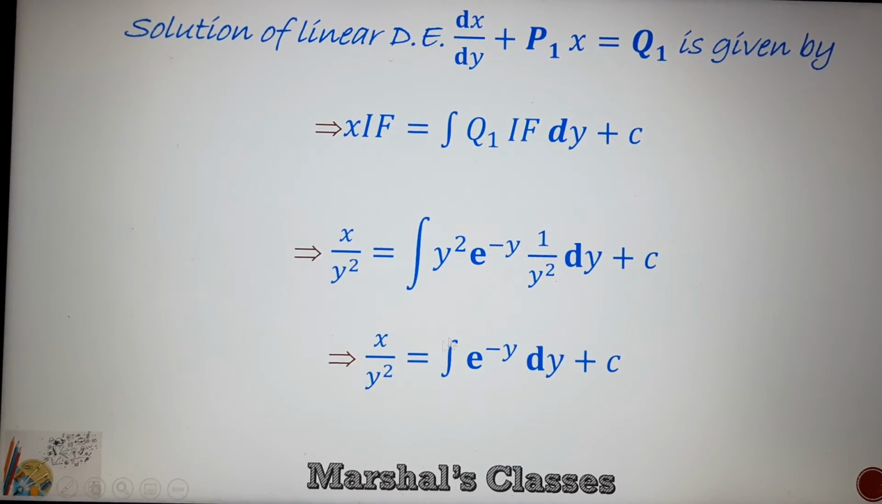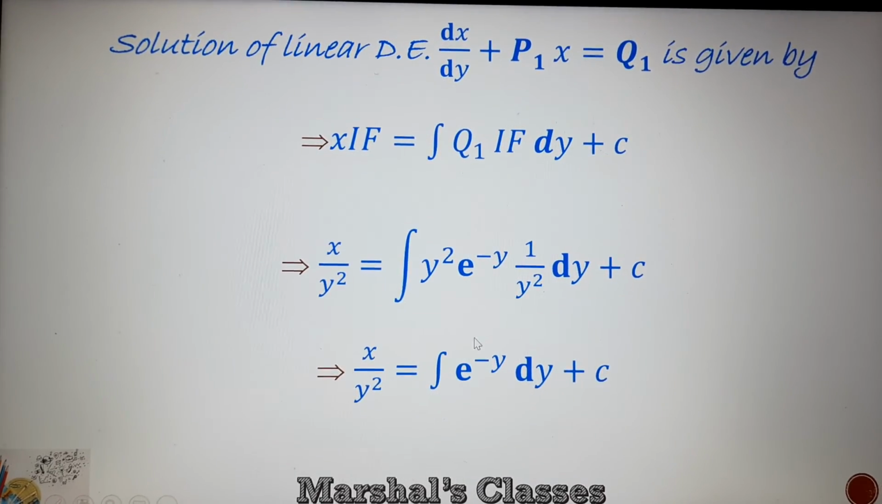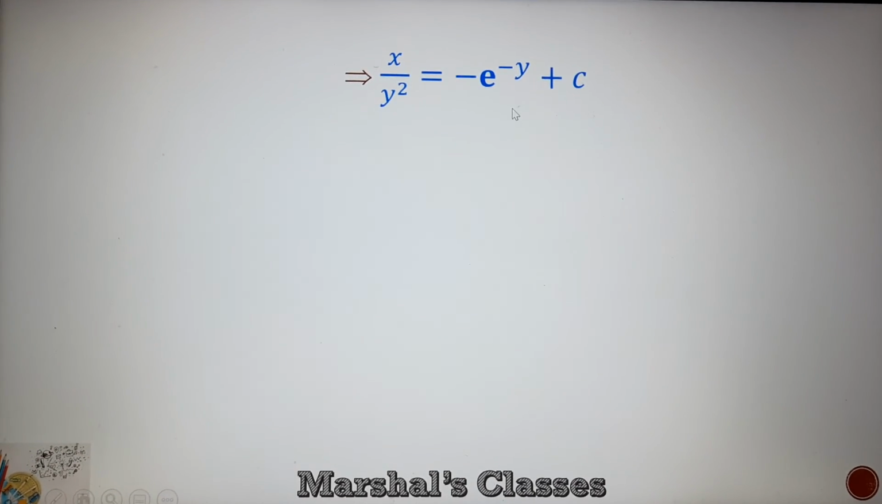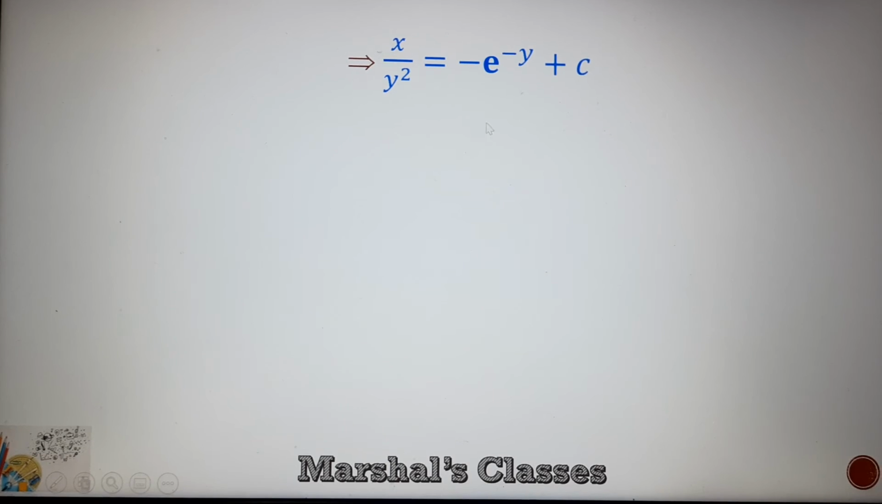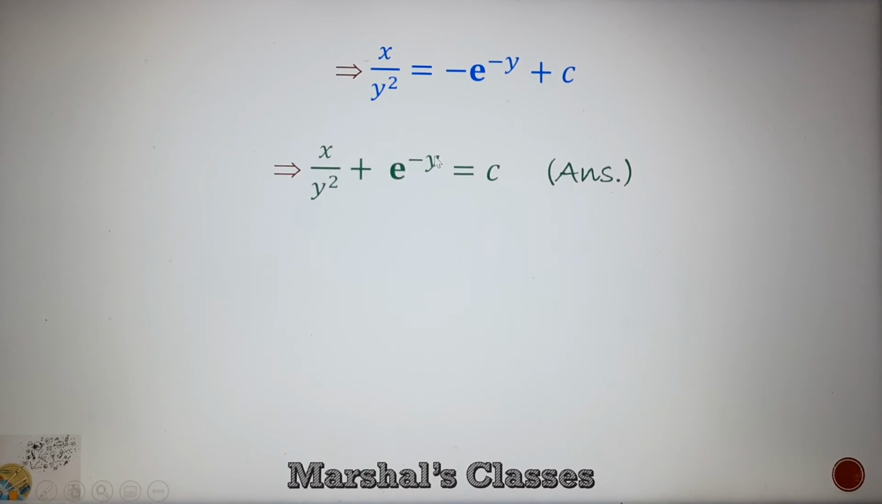So y^2 and y^2 get cancelled. The equation becomes x/y^2 is equal to the integral of e^(-y) dy plus c. Now we know that the integral of e^(-y) is nothing but -e^(-y). So the resulting equation becomes x/y^2 = -e^(-y) + c.